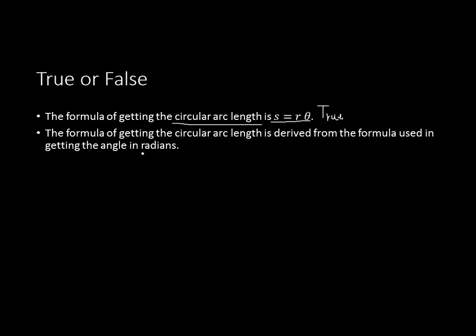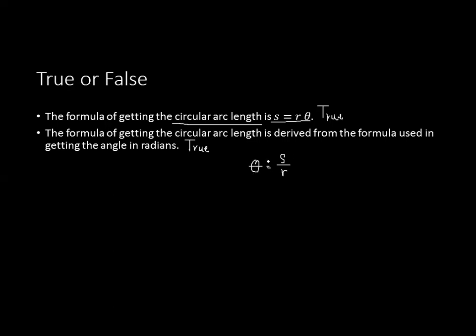Next, the formula of getting the circular arc length is derived from the formula used in getting the angle in radians. True or false? Let me repeat the statement. The formula of getting the arc length is derived from the formula used in getting the angle in radians. The answer is it is true. All right? Let me explain. Recall that if you're going to find an angle in radians, you're going to use this formula. Theta is equal to S all over R. Again, S is the arc length and R is the radius.